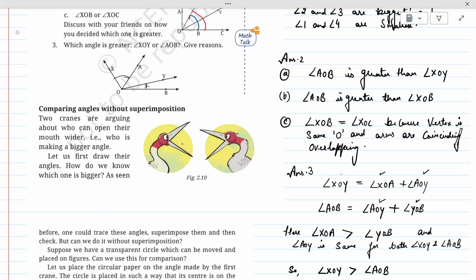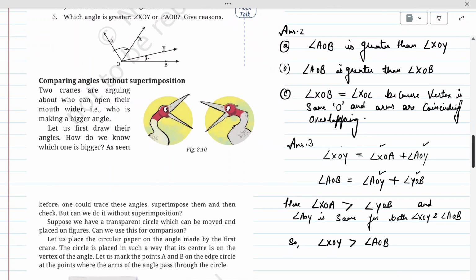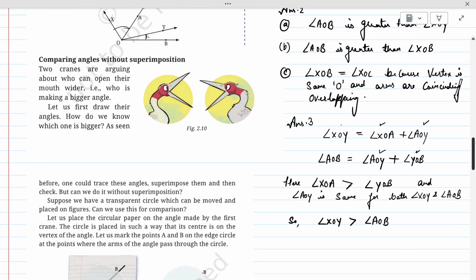So that means that our angle XOY is greater than AOB. That means this whole is greater because it was the sum of these two. One is same, other one is greater. So that means angle XOY is greater than angle AOB. Okay, so this is the answer of this question.